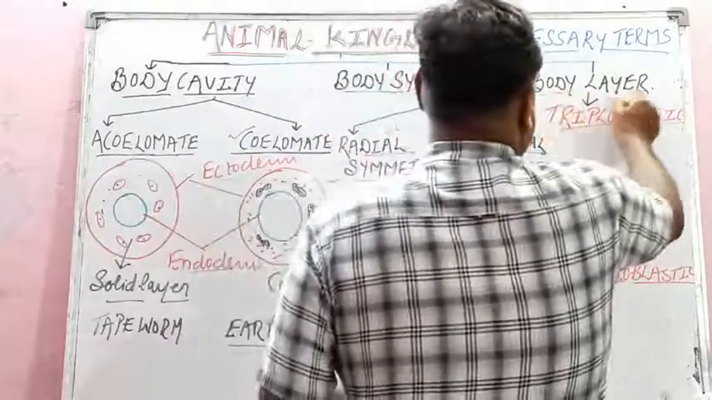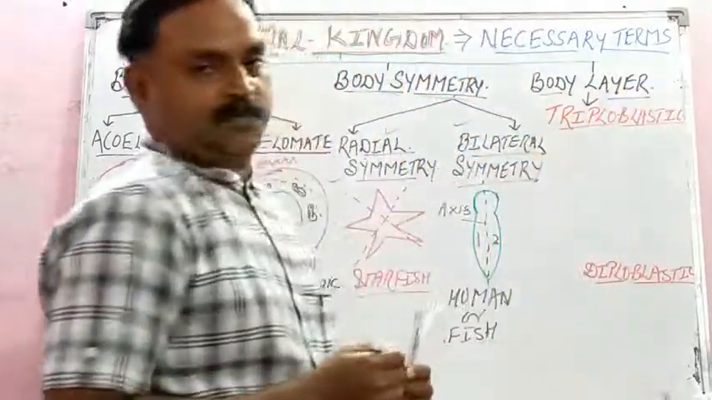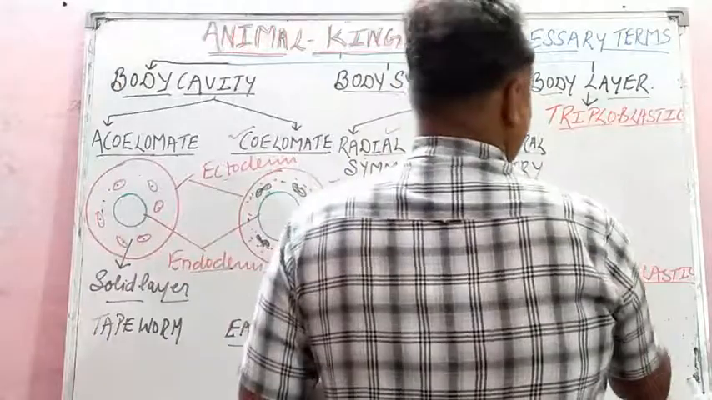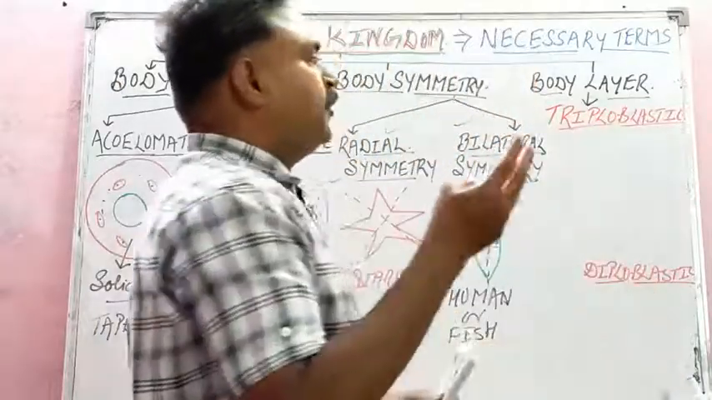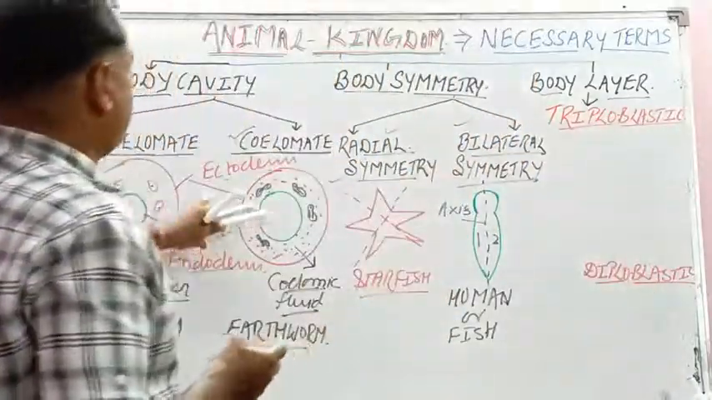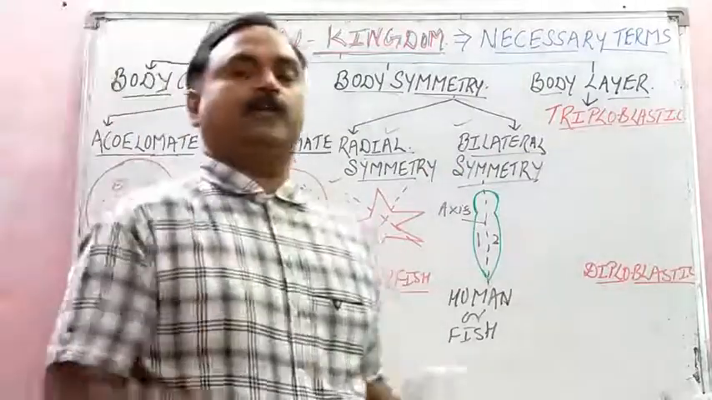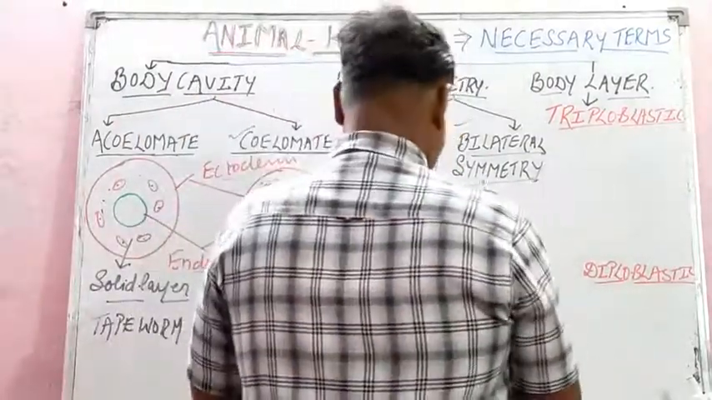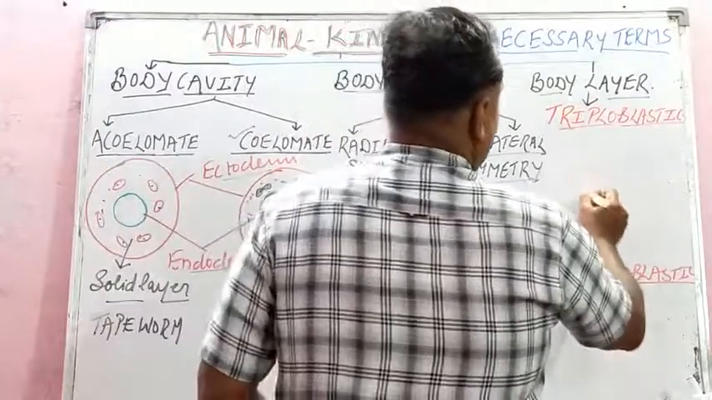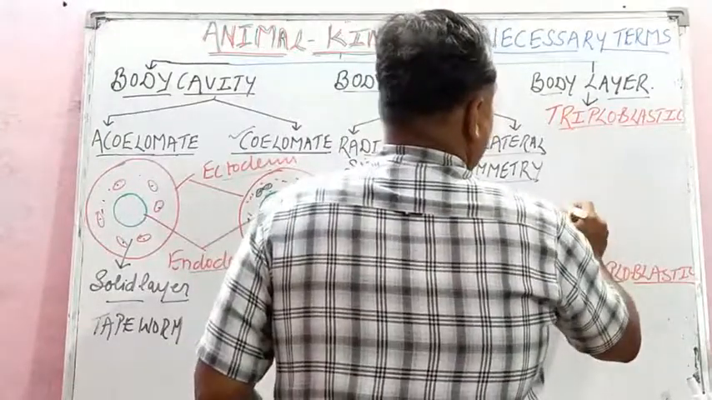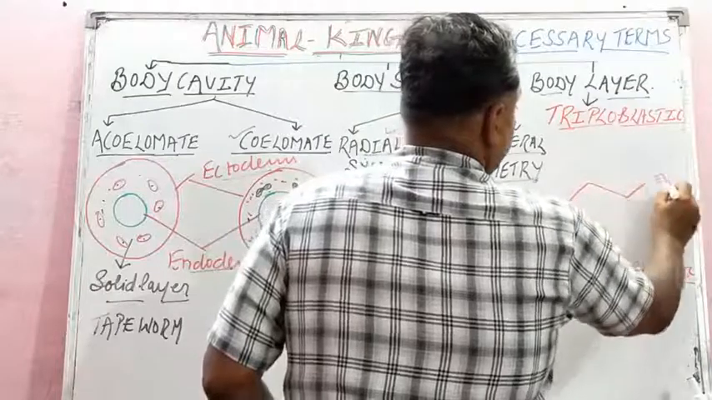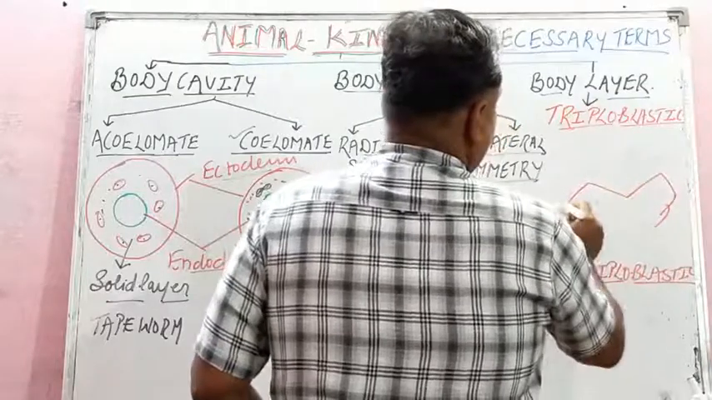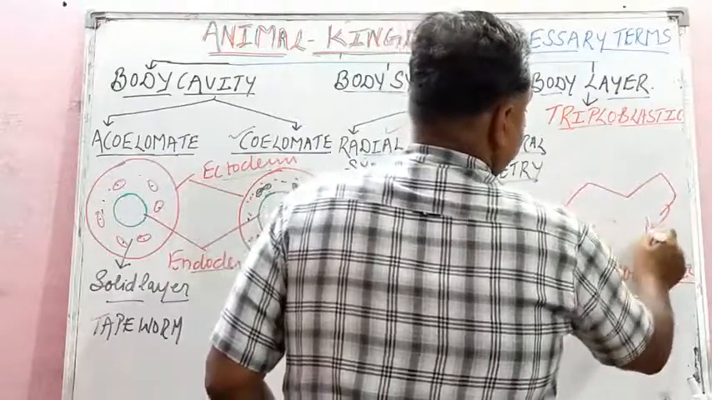Then body layer, students. Body layers are of two types, triploblastica and diploblastica. Triploblastica means, students, other than this ectoderm and endoderm, a third layer is also there, that is mesoderm. And the best example is your frog. Students, frog, the popular example is frog.